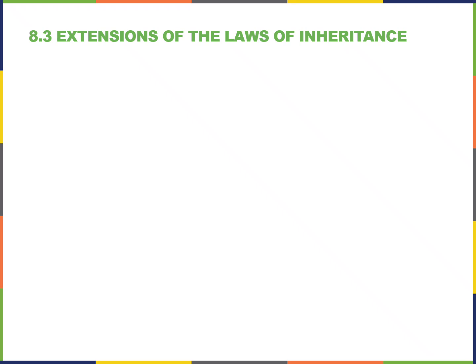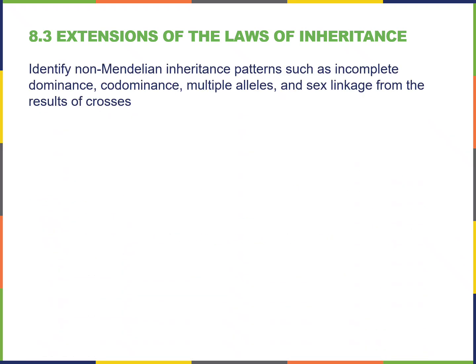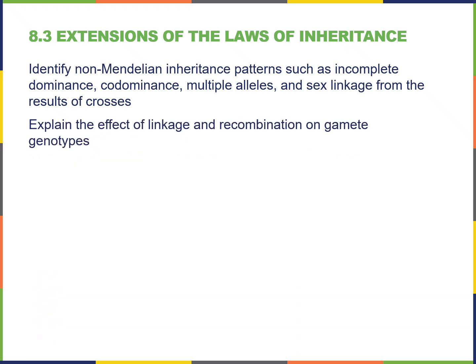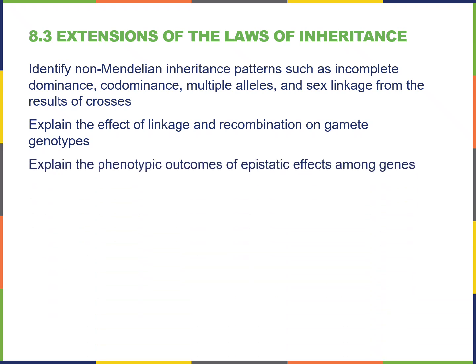So in this last little bit, we are going to talk about some of the extensions of those laws of inheritance, because remember, I always say in biology, there is no always, there is no never, there's always an exception. And of course, there are some exceptions. So we are going to identify some non-Mendelian inheritance patterns, such as incomplete dominance, codominance, multiple alleles, and sex linkages. We're going to explain the effect of linkage and recombination on those gametes' genotypes. And we're also going to explain some of the phenotypic outcomes that we get from epistasis among different genes. And we'll talk about what epistasis is as well.